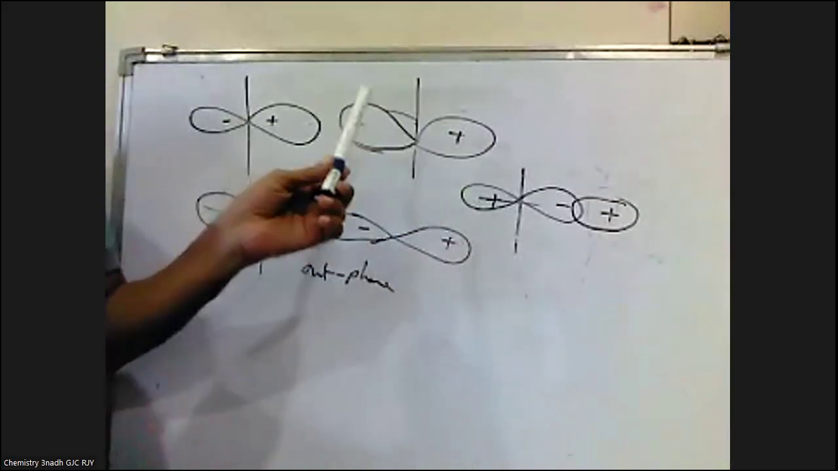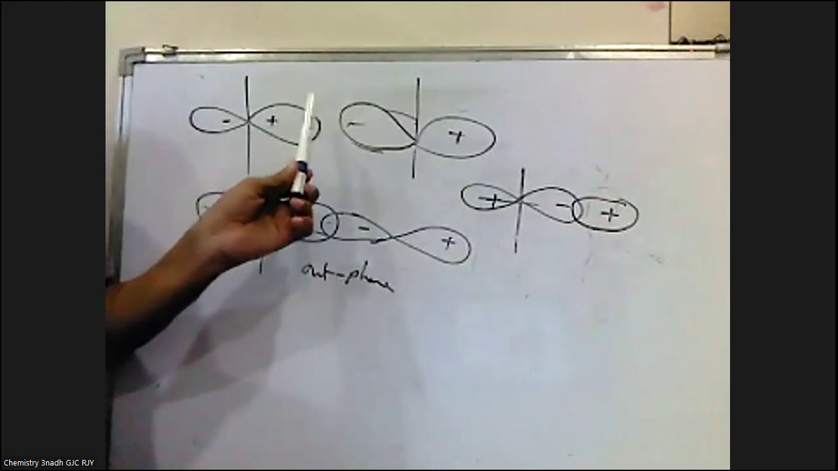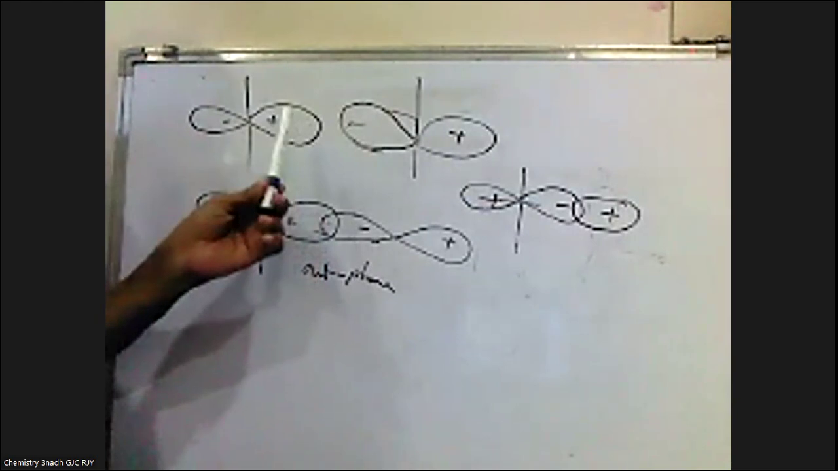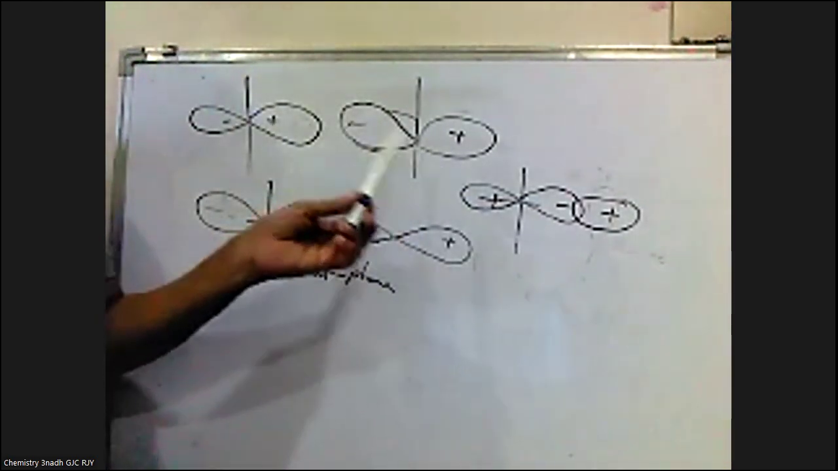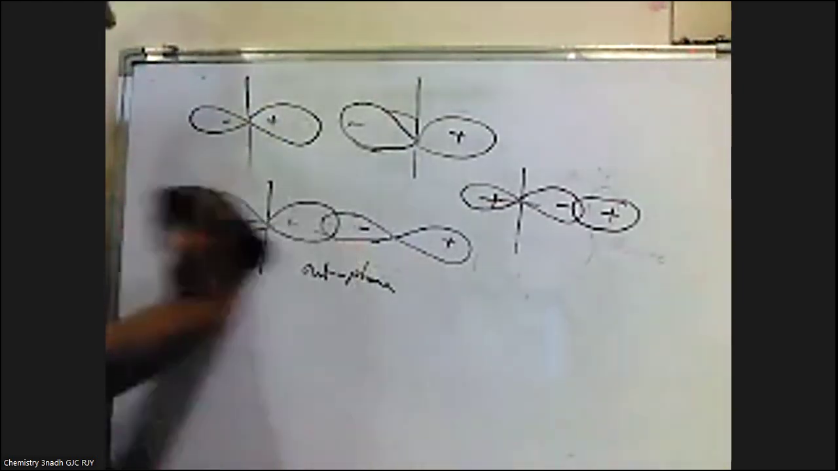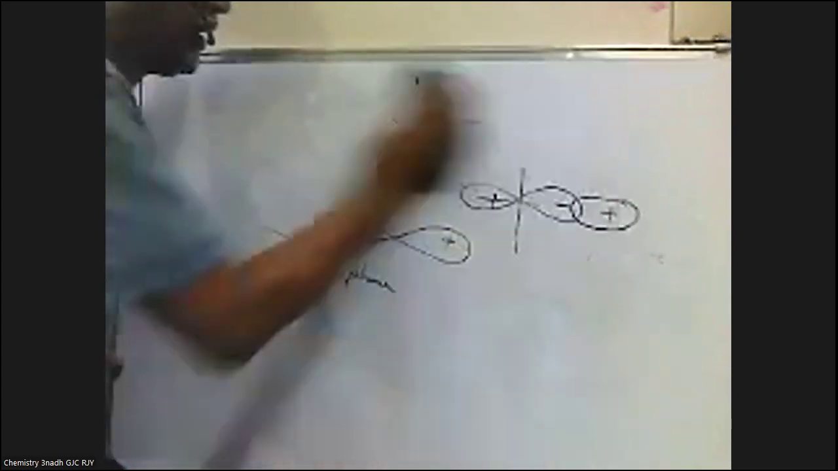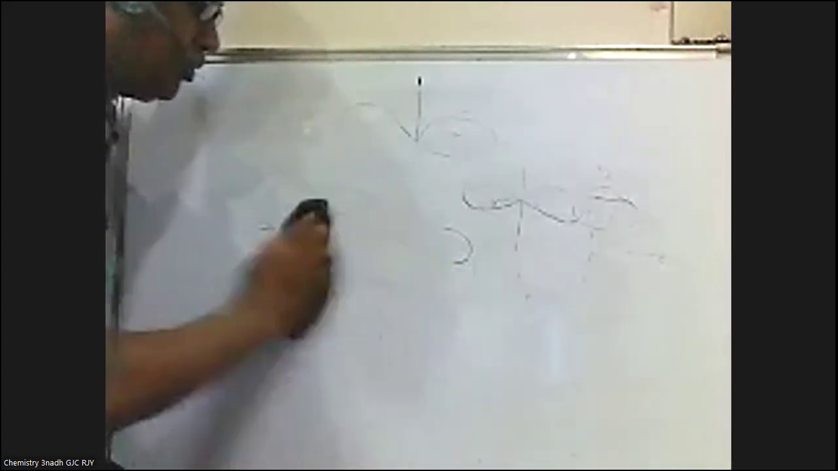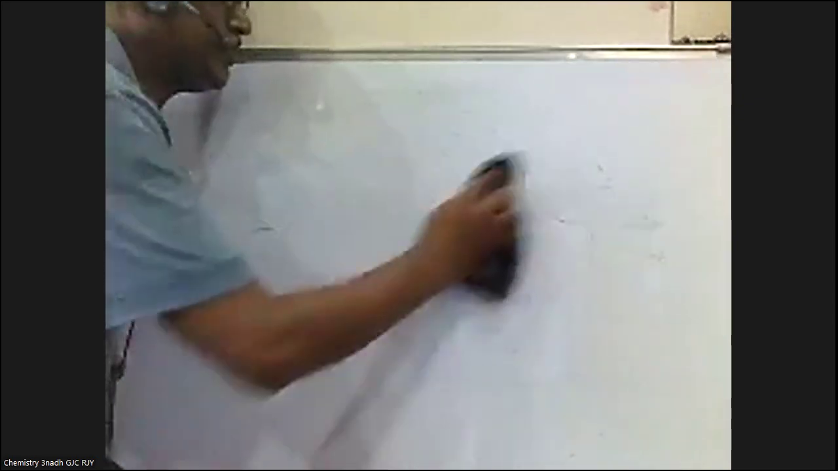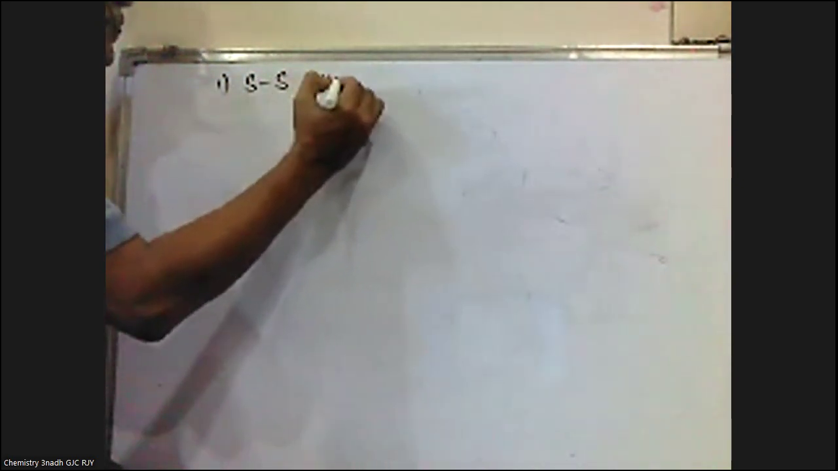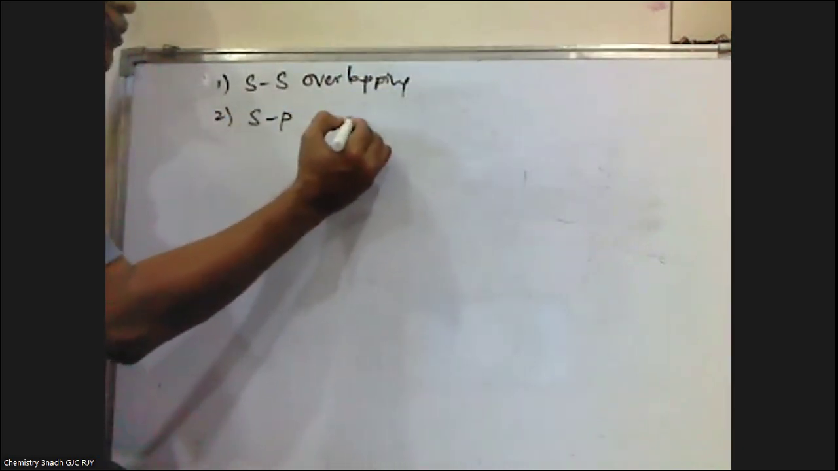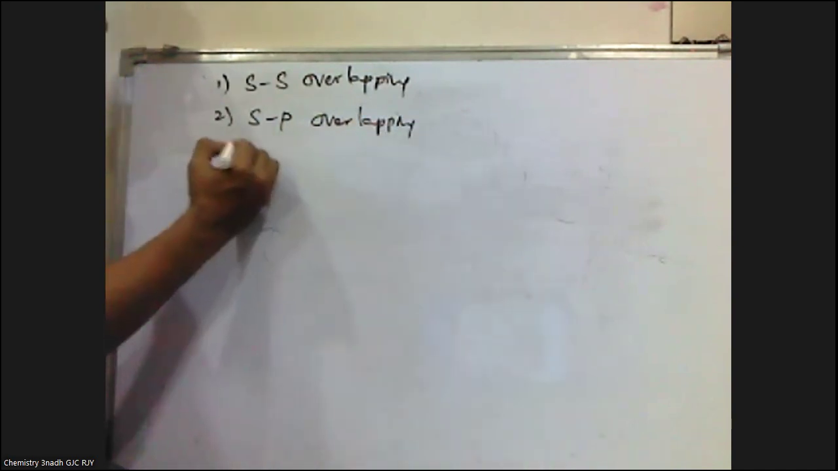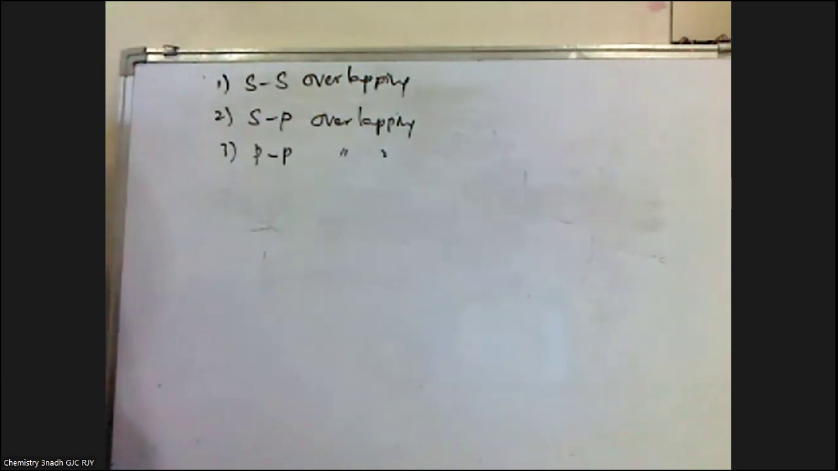By means of boundary surface diagrams, we can show what is positive or negative overlapping, that is, in phase or out of phase overlapping of atomic orbitals. This overlapping of atomic orbitals is of three types. One is SS overlapping, the second one is SP overlapping, and the third one is PP overlapping.